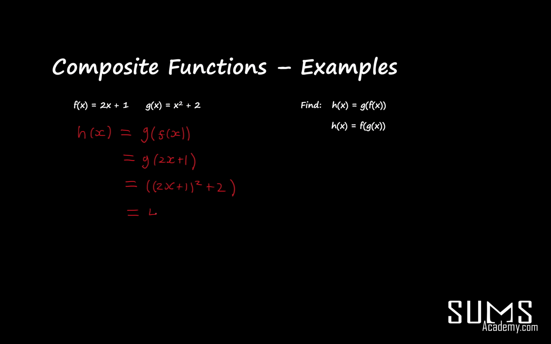Square the first term, so that's 4x squared. Multiply the terms together and double them, so 4x plus 4x. Square the last term, which is just 1, 1 squared is 1, plus 1. This is all still in brackets. Plus 2. And that's your final answer here. You'll get 4x squared plus 4x plus 3. There you are, and that's your answer.